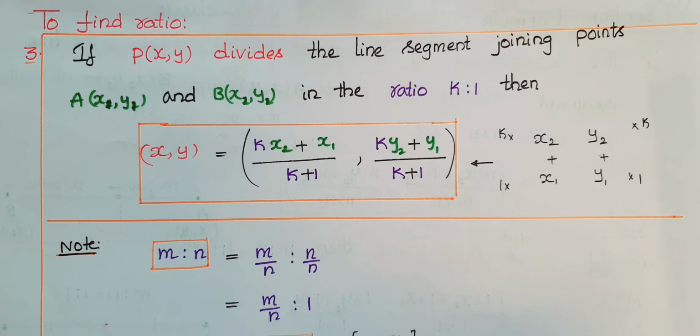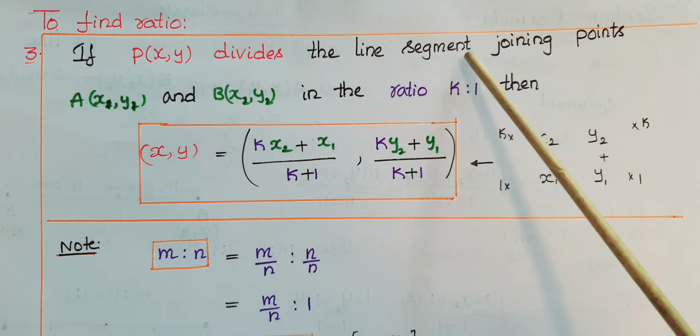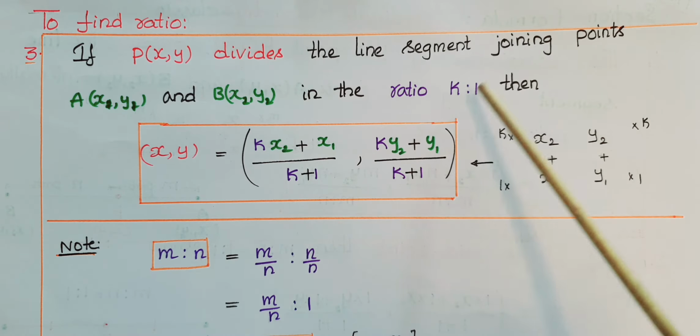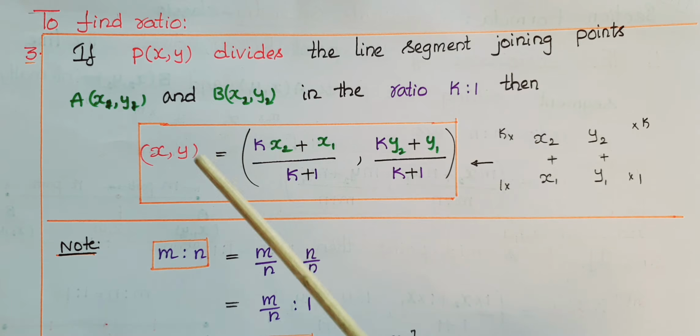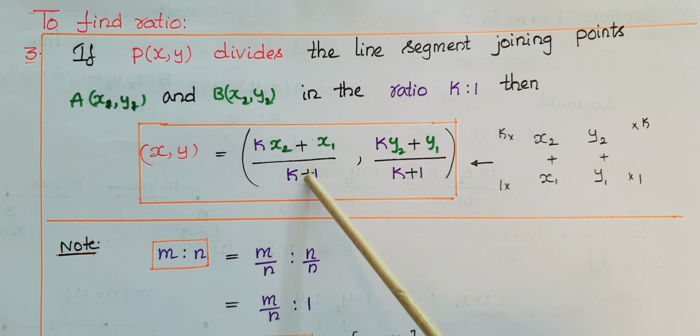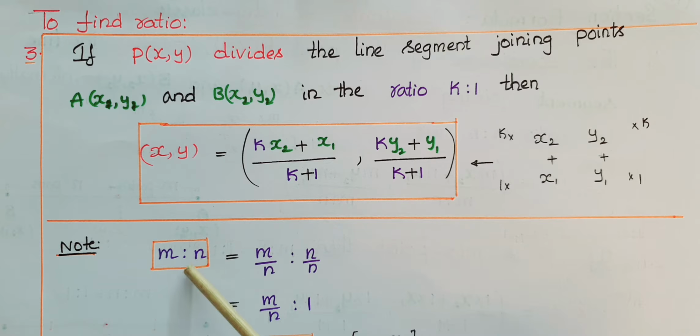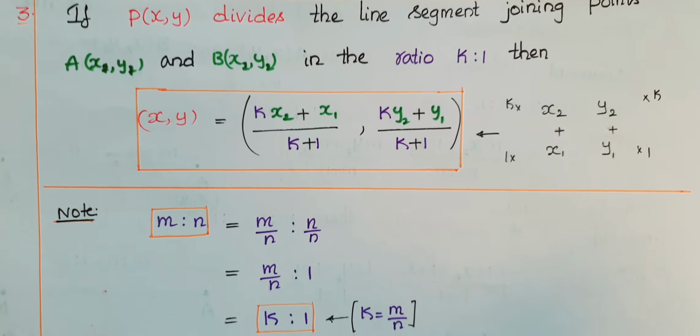This is third point. If P(x, y) divides the line segment joining points A(x1, y1) and B(x2, y2) in the ratio k is to 1, then (x, y) is equal to (k x2 plus x1) by (k plus 1) and (k y2 plus y1) by (k plus 1). So instead of m is to n, we can write k is to 1. If you divide this ratio by n, you will get m by n is to n by n, that is m by n is to 1. So here m by n we can assume as k.